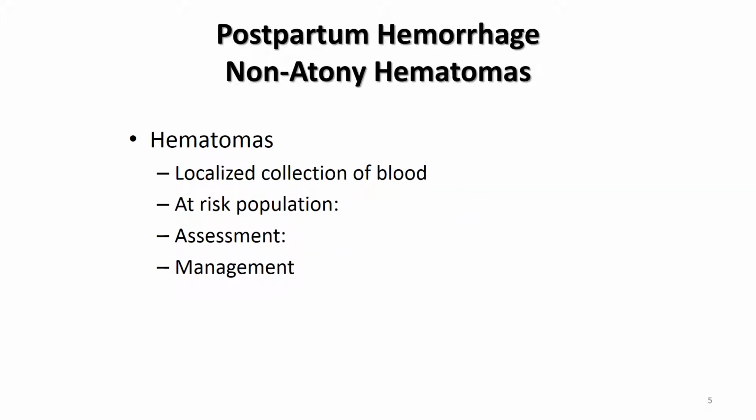The next one is called a hematoma, and we all know what it is. It is a collection of localized blood in the subcuticular layer of perineal tissue. In this case, it's going to be found right in and around the vaginal area or the perineum. The at-risk population for a hematoma are those that were delivered with a mechanical assist. Again, we're talking about a vacuum or some kind of metal.